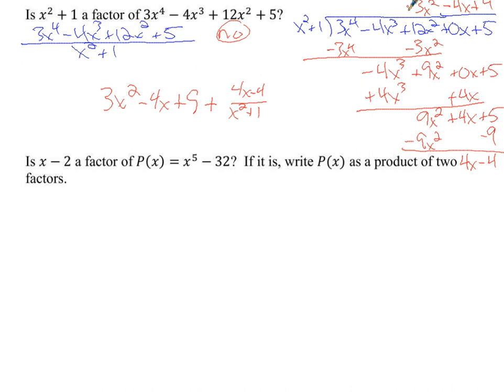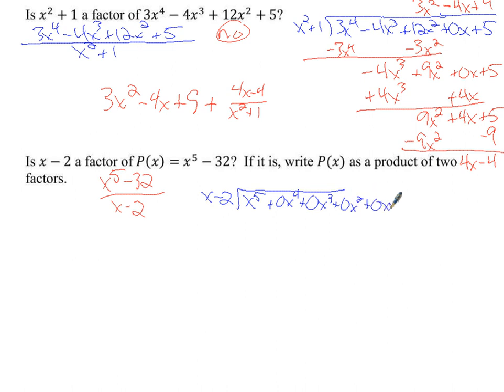You think we could do that second one quickly? Okay. We have x minus 2. Is it a factor of x to the 5th minus 32? So that's x to the 5th minus 32 divided by x minus 2. Set up the long division. We have x minus 2 outside divided into x to the 5th. And look at all those terms that I'm missing. So I got to put plus 0x to the 4th plus 0x to the 3rd plus 0x squared plus 0x, and then finally minus 32. Every term has to be accounted for.